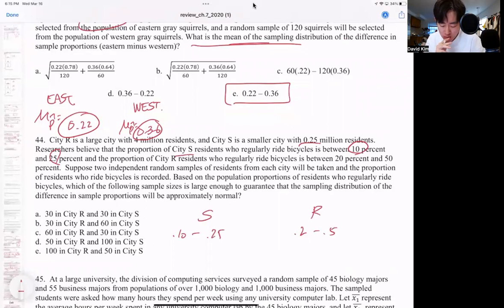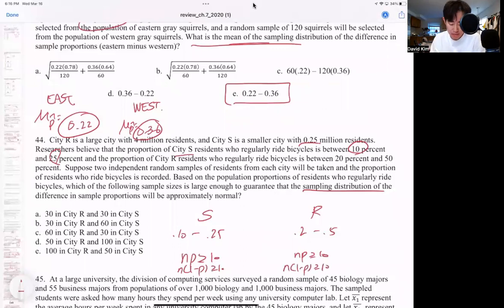Suppose two independent random samples of residents from each city will be taken. The proportion of residents who ride bicycles is recorded, based on the population proportion of residents who regularly ride bicycles. Which of the following sample sizes is large enough to guarantee that the sampling distribution of the difference in sample proportions will be approximately normal? N times P is greater than or equal to 10 for both, please. N times 1 minus P is also greater than or equal to 10. This is what we want to check for.